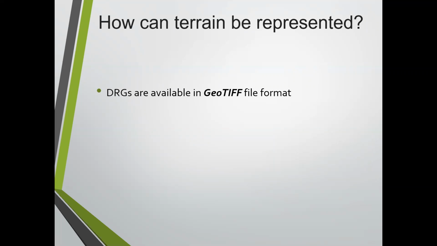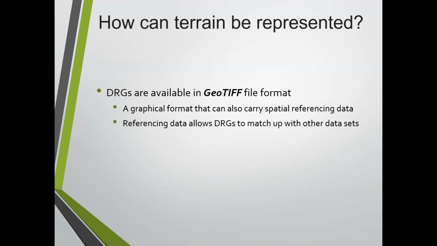So DRGs are available in what's called a GeoTIFF file format. TIFF is a type of graphics language we've talked about. The geo concept tells you that they carry spatial referencing data. And the reason that's important is that they're registered, so that you can bring in different quadrangles and they'll register up together, they'll match up together. So these are georeferenced, okay?